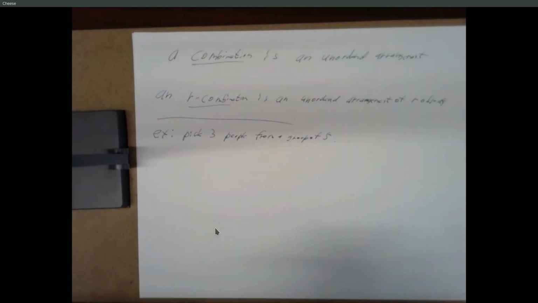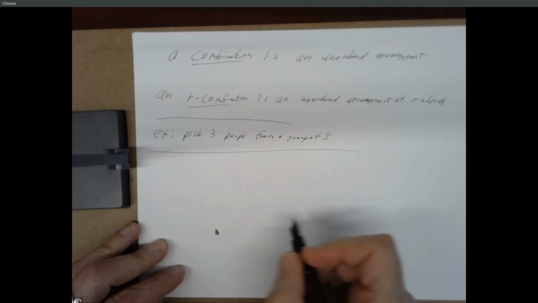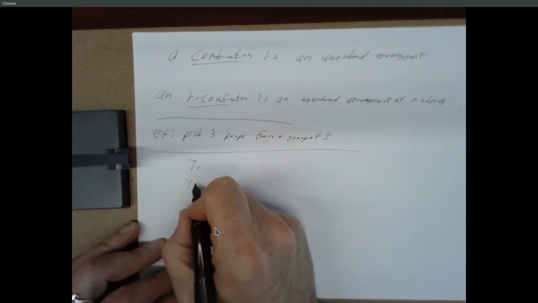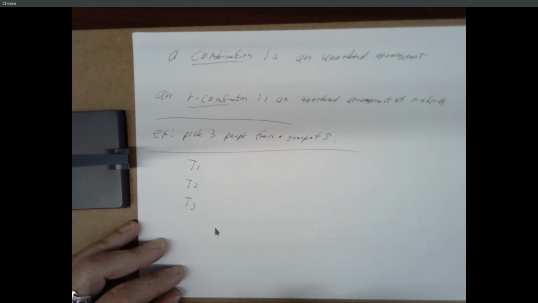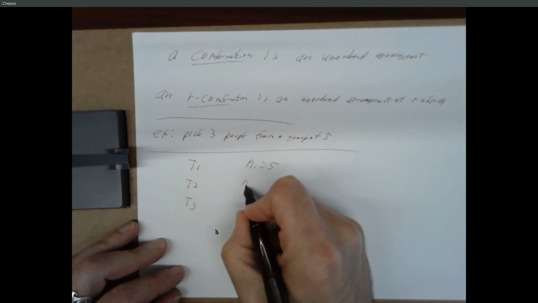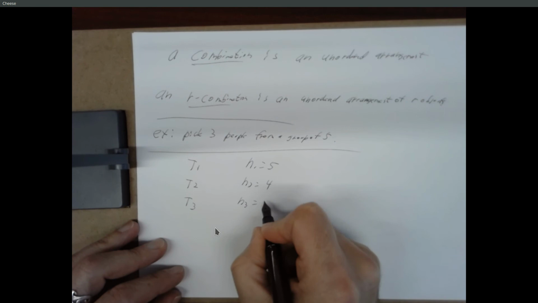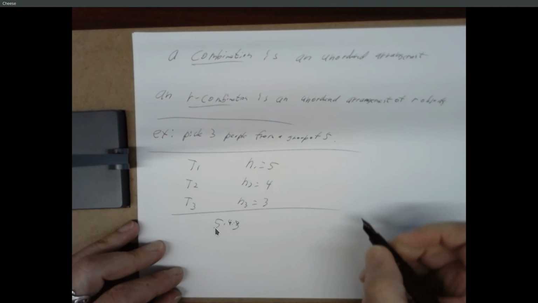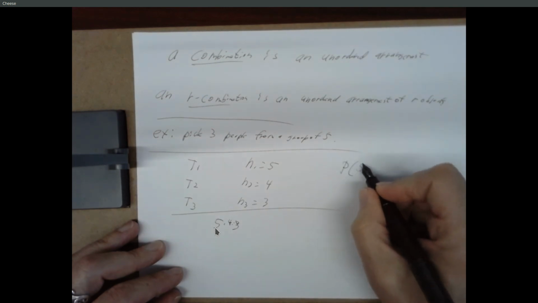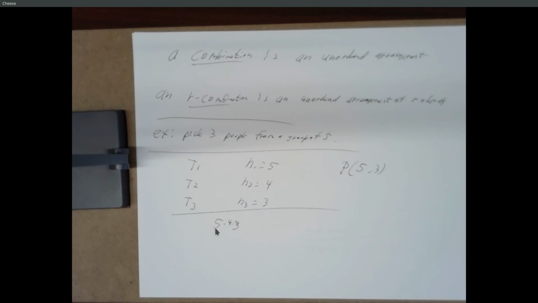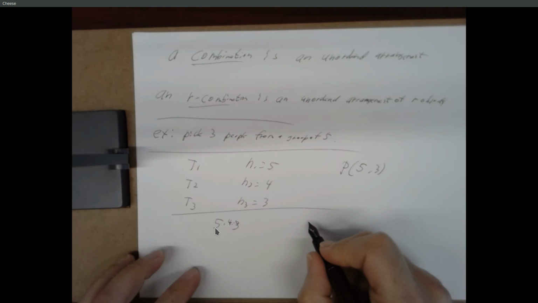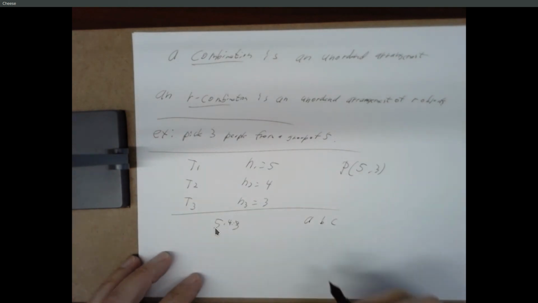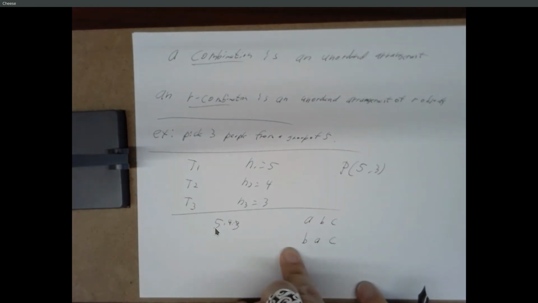If we try to use the product rule, it would break this into 3 tasks: pick the first person, pick the second person, pick the third person. The first person can be picked 5 different ways, the second one 4 ways, the third one 3 ways. So the total number of ways is 5 times 4 times 3, which is just our permutation of 3 things taken from 5. But we don't care about the order. If I pick person A followed by B followed by C, or person B followed by A followed by C, those are considered the same selection of three people.